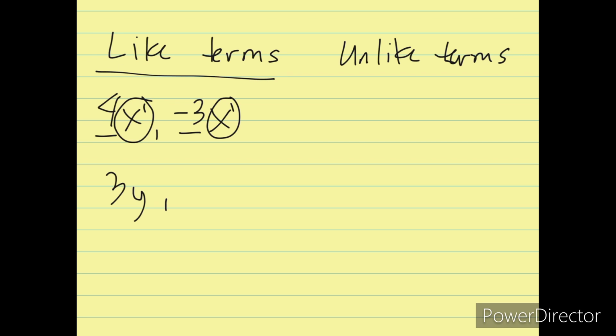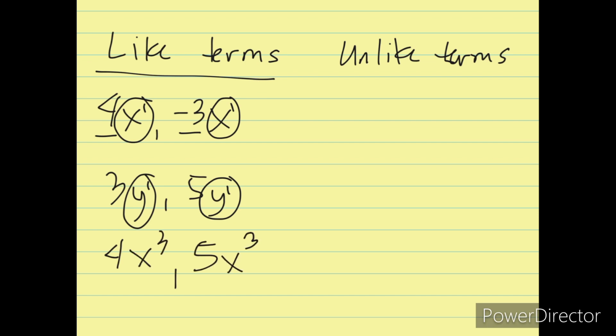Next, 3y and 5y is also an example of like terms. Why? Because the variable is y, with the same exponent of 1. Next, 4x cubed and 5x cubed. Based on the given terms, they are like terms because they have the same literal coefficient with the same exponent, the letter x raised to the power of 3, or cube. Therefore, they are like terms.